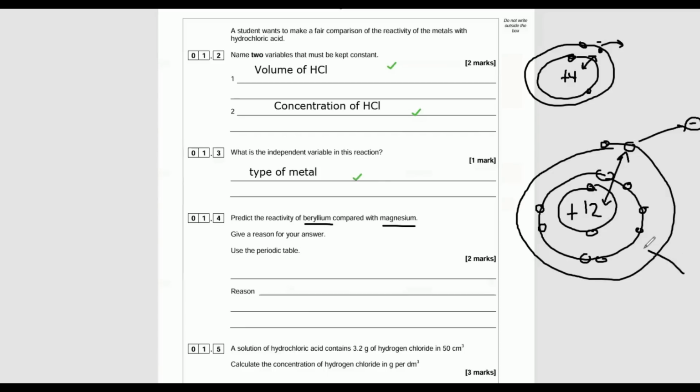Not only is it further, but it has this extra shield of 8 electrons, and we call this shielding. So as you go down the group of any of the metal groups, so group 1, group 2, and group 3, they become more reactive as you go down the group.